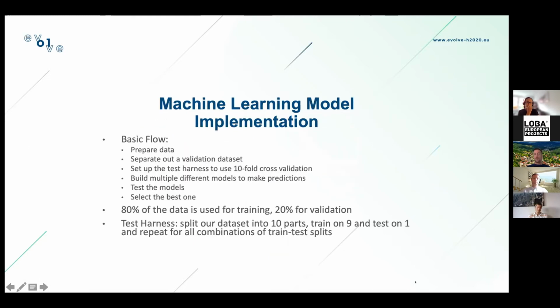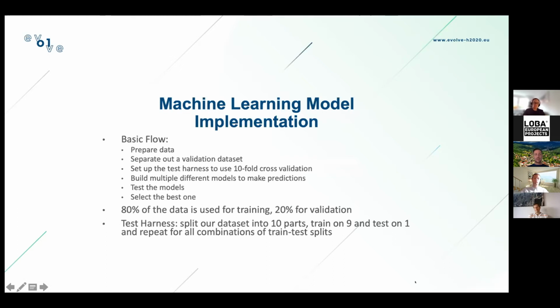So the basic flow of the machine learning model implementation is, you know, probably the hardest part is to prepare the data, and then we separate out a validation data set. So we use the test harness. We use the method that is tenfold cross-validation. I'll try to explain that a bit later. As I said, we are deploying multiple different models in order to create the prediction, and then we test all the models, and then we select the best one. Every time we get new data, we run the same flow with the updated set of data to get better results.